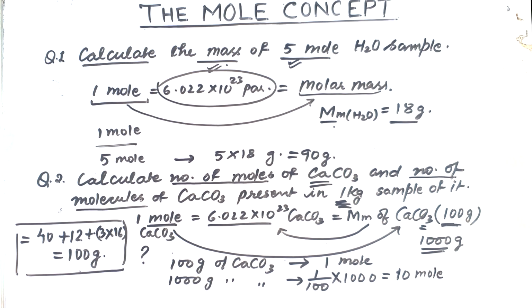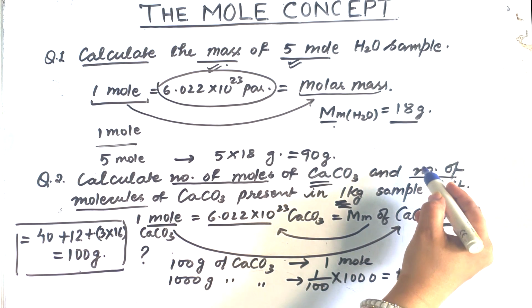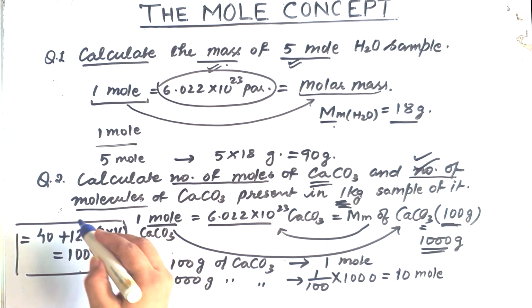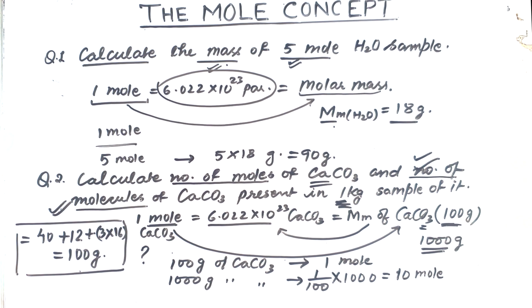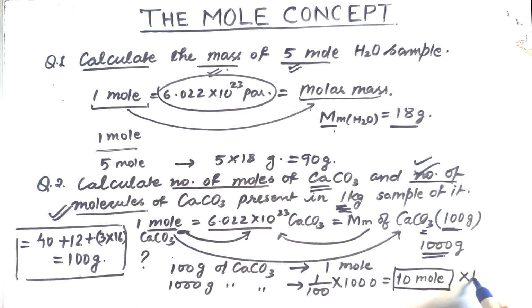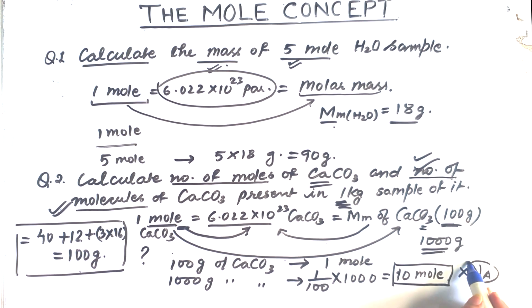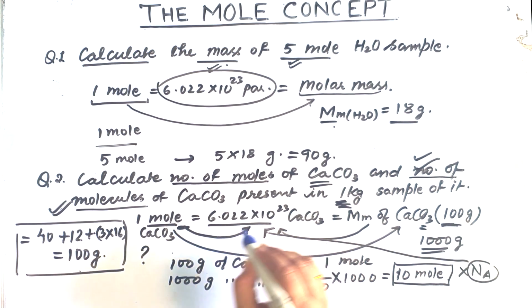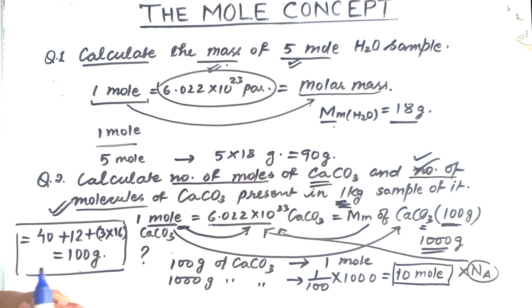Isn't it easy? Now look at the next part of the question, the number of particles, the number of molecules of calcium carbonate. So let us guess it. 1 mole contains that many particles, 6.022 into 10 raised to power 23. So 10 moles will contain 10 multiplied by Na. Na is 6.022 into 10 raised to power 23. I hope this is now very clear to you, and you can always calculate in a simpler way.